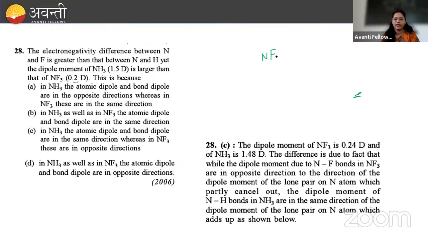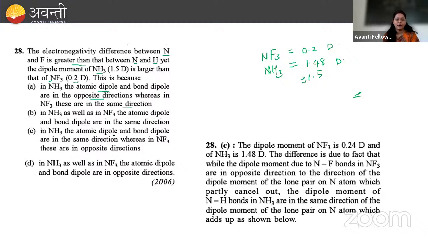Okay, what is the dipole moment of NF3 that we have? Let's see, it is 0.2 D. And that of NH3 is how much? It is 1.48 D. Around 1.5 is given in the problem. So here it is said that the electronegativity difference between nitrogen and fluorine is much greater than that of nitrogen and hydrogen, yet the dipole moment of NH3 is more as compared to NF3. Why is this happening? Because in NH3 atomic dipole and bond dipole are in the same direction, whereas in NF3 they are in opposite directions.